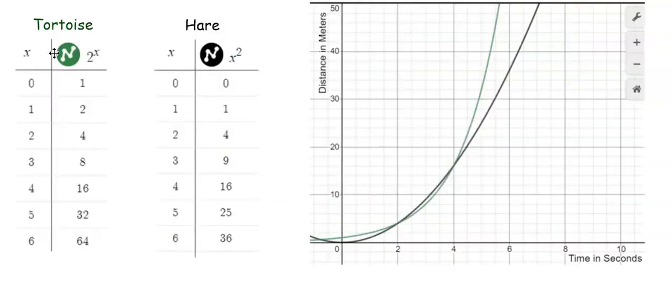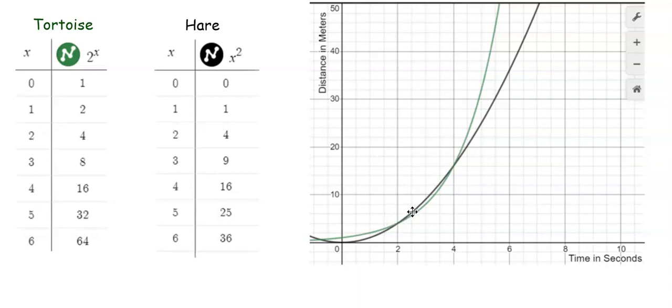So if we look at these two models, I used Desmos to create a graph that represents both the tortoise and the hare. Here you can see the tortoise already has their 1 meter head start and starts out ahead of the hare, but as time passes, right here at 2 seconds, the tortoise and the hare are at the same distance, which if we look at our table, would be 4 meters.